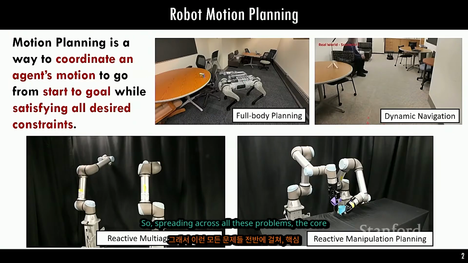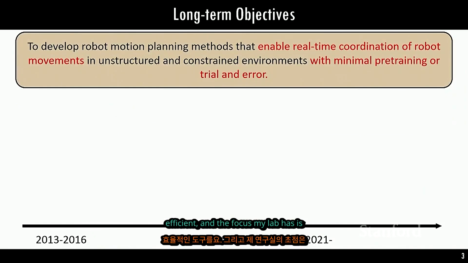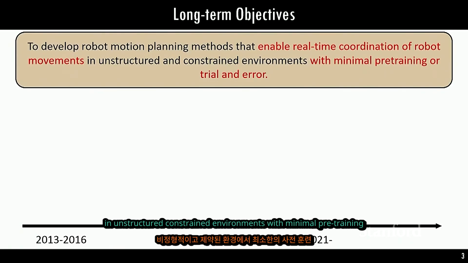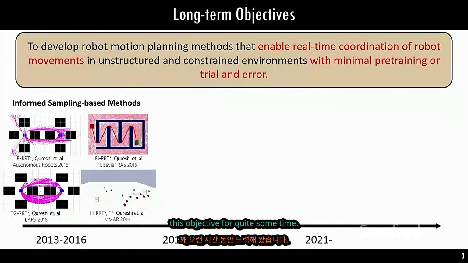So spreading across all these problems, the core issue is how to solve these motion planning problems, how to come up with tools that are efficient. The focus my lab has is on developing tools that enable real-time coordination of robot movement in unstructured, constrained environments with minimal pre-training or trial and error. I have been trying to achieve this objective for quite some time.